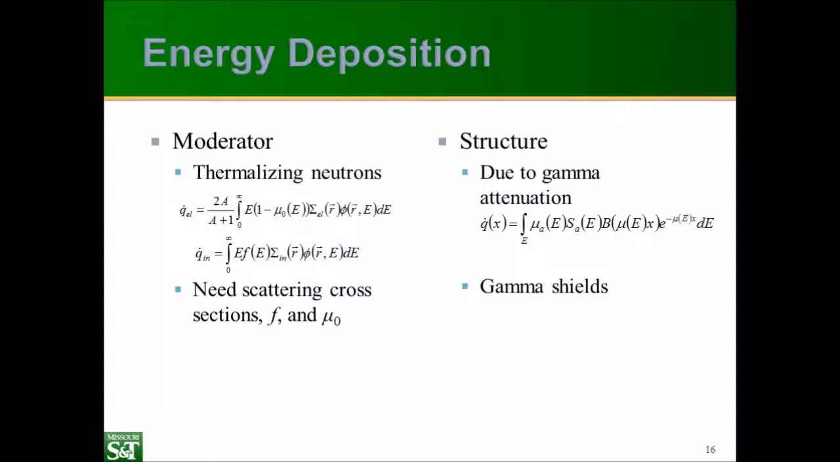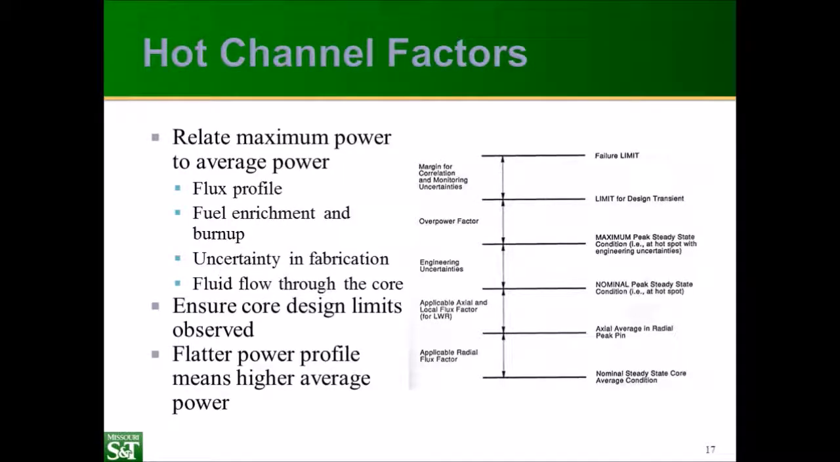There's a metal can around the core, between the core and the pressure vessel, and the purpose of this is simply to absorb gamma rays so that we don't have direct heating of the reactor pressure vessel, which would cause some problems, especially when we start talking about natural circulation. Now, we also can use the hot channel factors to relate the maximum power to the average power.